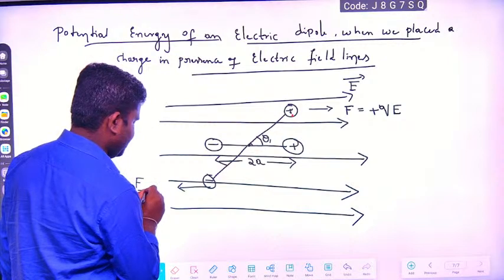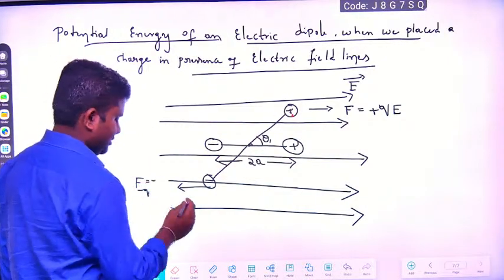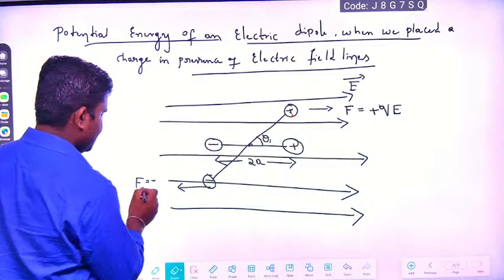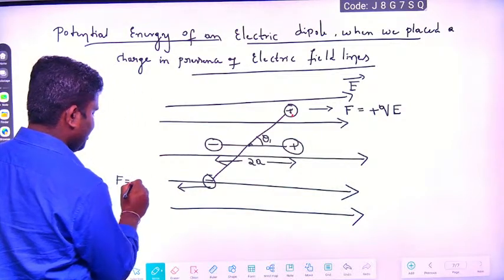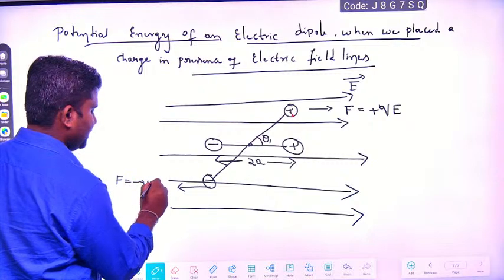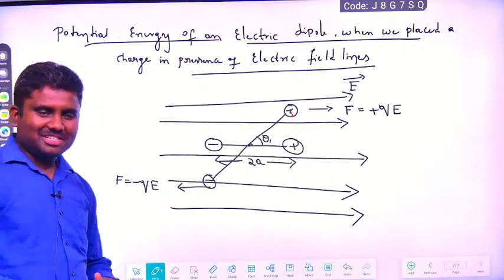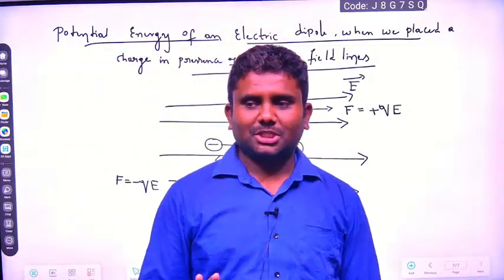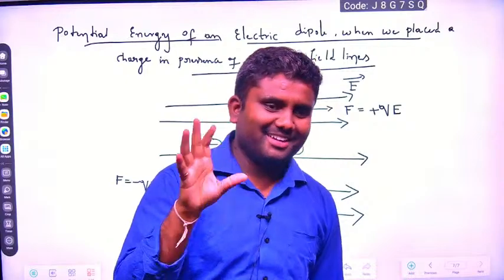F is equal to minus Q E. I will write this properly: F is equal to minus Q into E. Which direction? This direction. Always remember, positive charge will always move in the direction of the electric field.